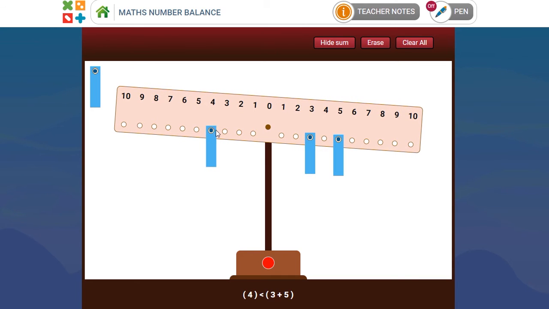So on the left we have 4, and on the right we have 5 and 3, which is 8. And if we show the sum, we can see that 4 is less than or lighter than 3 plus 5, or we can see that 3 plus 5 is heavier than 4. So we can look at relations between less than, greater than, or equals to.